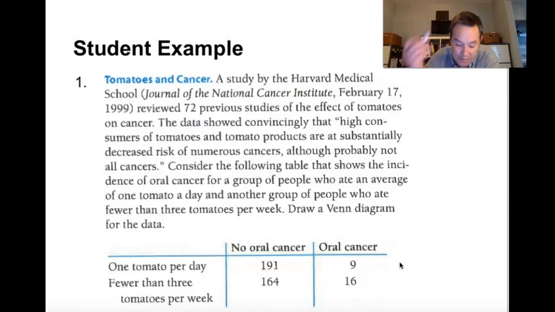All right, I'd like you to pause it here and try and analyze this one. So the student example is a study about tomatoes and cancer, and you're given a data table that shows convincingly that high consumers of tomatoes and tomato products have substantially decreased risk of numerous cancers, although probably not all cancers. And what they want you to do is consider the table and draw a Venn diagram to represent the data. Make sure to include a universe and label every part of it.